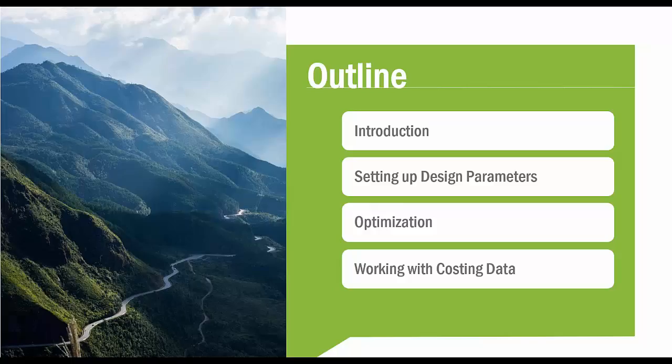I'm going to start with an introduction to Softree Optimal and talk a little bit about the technology, and I'll hand things off to Alexi, and he will show you how you can set up your design parameters in Softree Optimal to create a design based on the real engineering problem at hand, as opposed to manually adjusting an alignment in CAD software. Then he will show you how that's done using optimization. At the end, we'll show you how you can compare multiple design options by working with costing data that Softree Optimal provides.